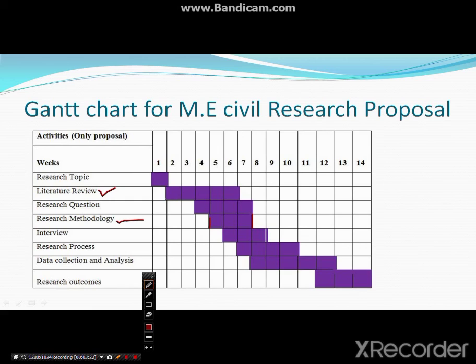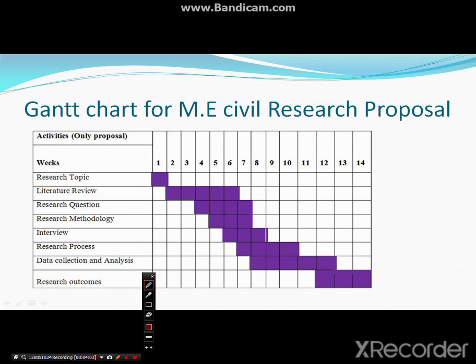Similarly, interviews will be taken for the research proposal in the sixth week, and research processes will be done in the seventh week. Data collection will be done in the eighth week, and research outcomes in the 12th week. In 14 weeks, the whole project, starting from the first week, will be done, and that whole schedule is shown very nicely using the Gantt chart. So this is the way things will be done.